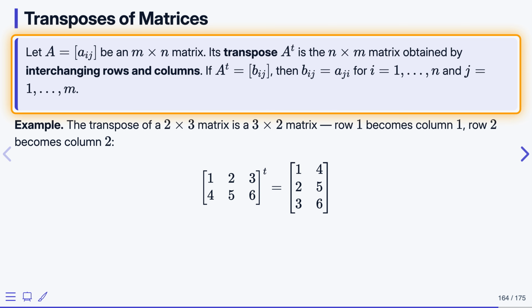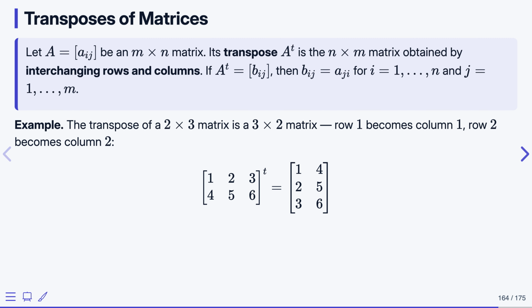The last idea is the transpose. Take a matrix A that is m by n. Its transpose, written A with a small t, is the n by m matrix you get by turning rows into columns. The first row of A becomes the first column of the transpose. The second row becomes the second column, and so on. In symbols, if A transpose has entries b sub ij, then b sub ij equals a sub ji. Watch the labels swap places.